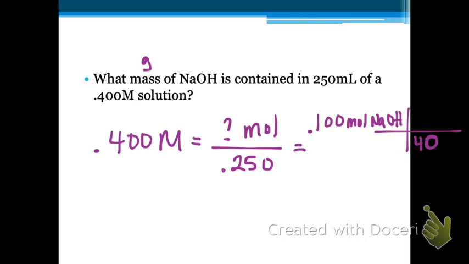which I kind of think is 40 grams to 1 mole. 0.1 divided by 40, and that tells me that I have 0.0025 grams of NaOH.